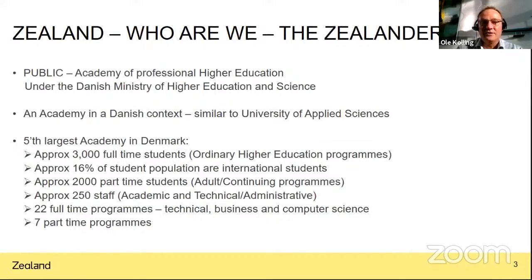We have a really good international population. 16% of our students are international students, also from Indonesia. We also have a number of part-time students, 250 staff, and a number of programs we offer.